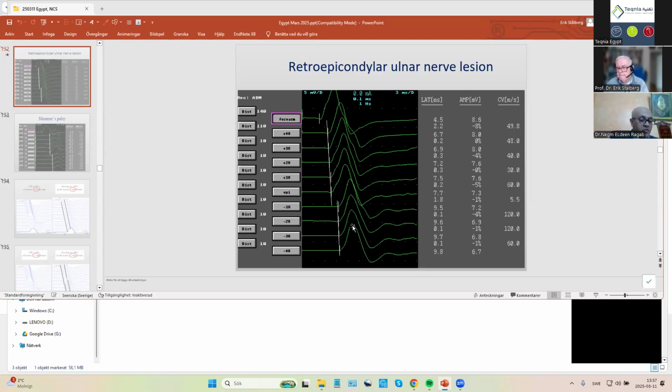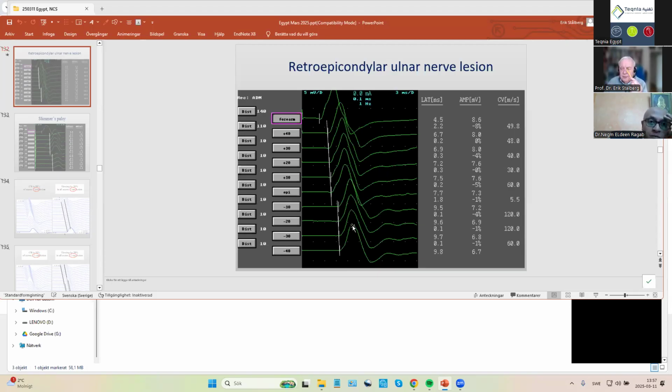I'm sorry for taking a long time for asking, but what about the percent of degeneration in facial nerve pathology, Bell's palsy? Percent of degeneration in facial nerve neuropathy? Yes. Okay. We have a very simple technique.